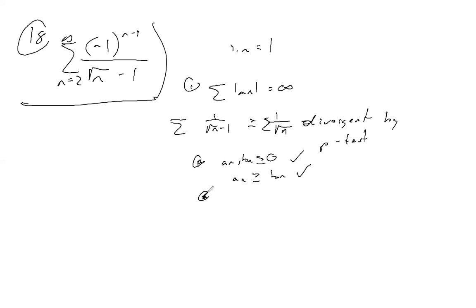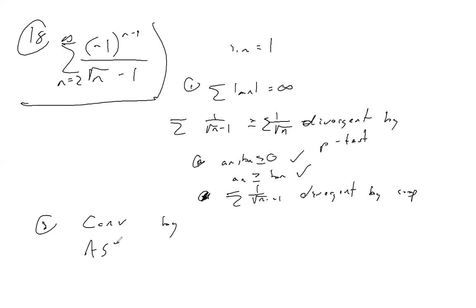All right, so I would say, call this 1 over square root of n minus 1, divergent by comparison test. So the absolute values diverge. Now let's try and show the original series is convergent, and again, that's just alternating series, right? So my original series convergent by AST.